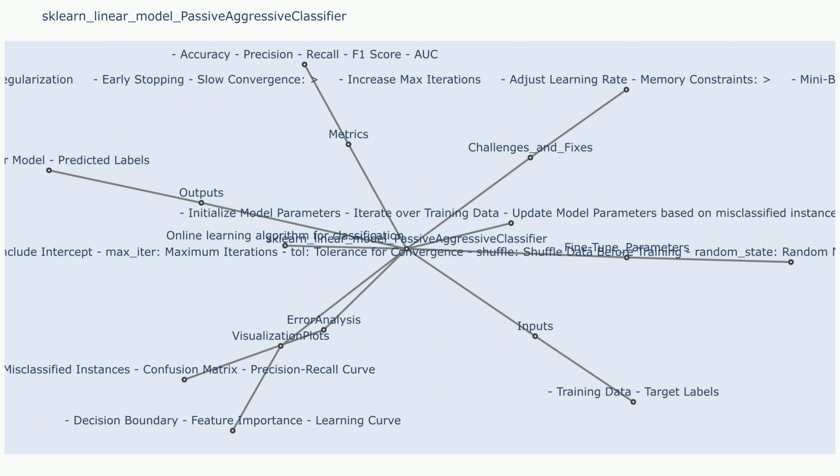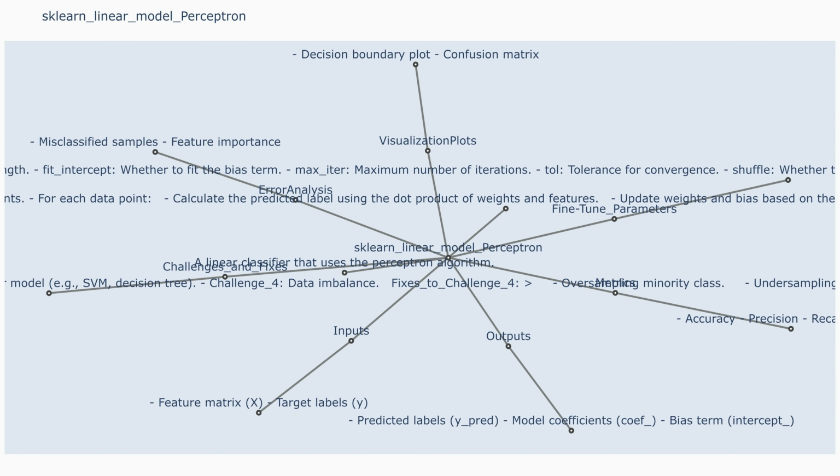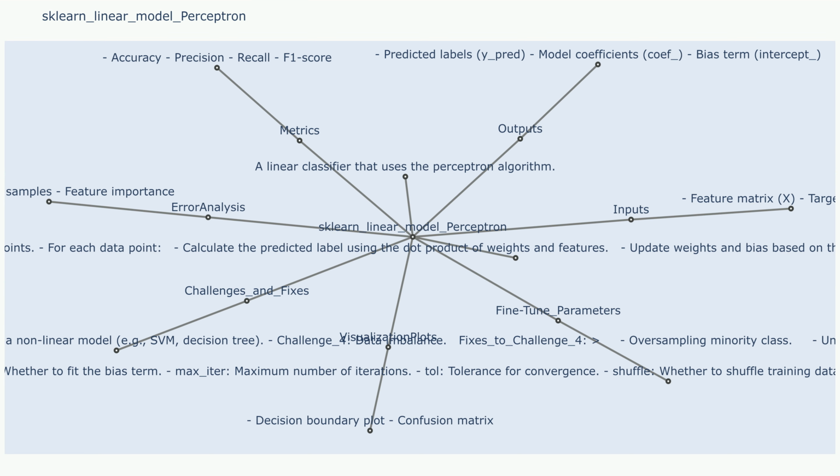sklearn. Linear model, perceptron. Description. The perceptron is a linear model for binary classification. It learns a hyperplane that separates the data into two classes. It is a simple and efficient algorithm, but it is sensitive to the scaling of the features and can be prone to overfitting.